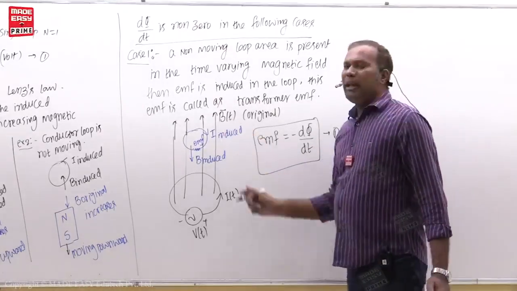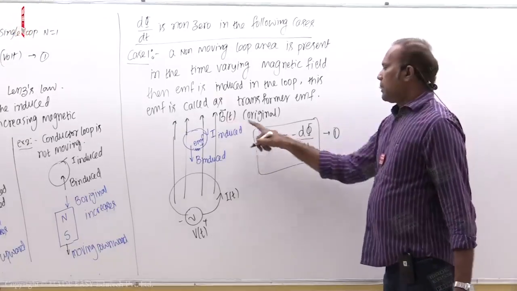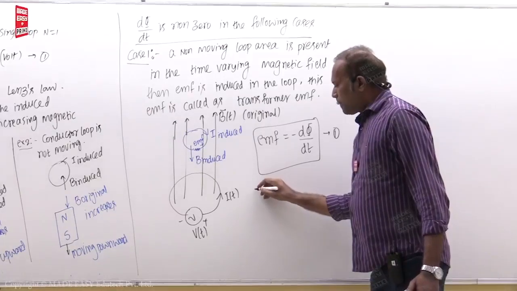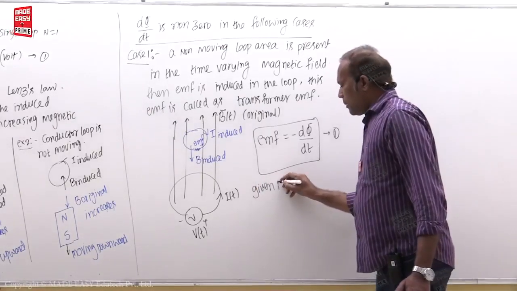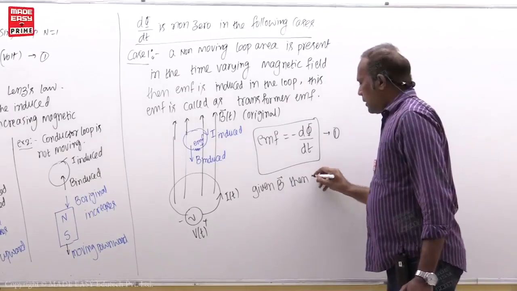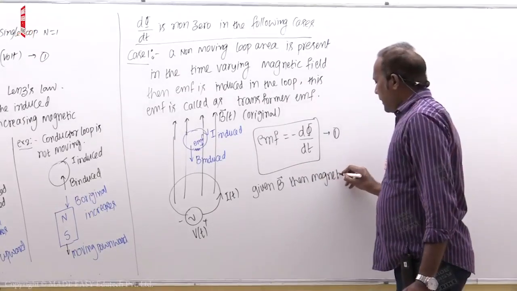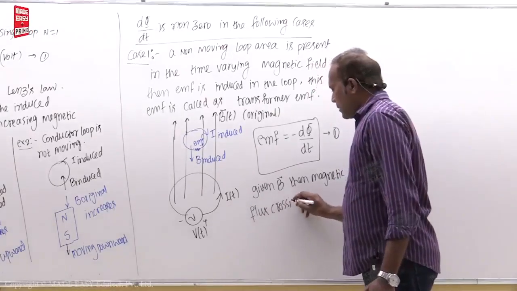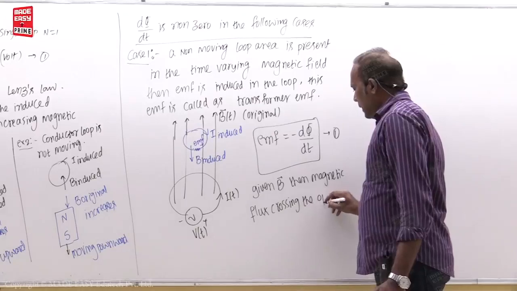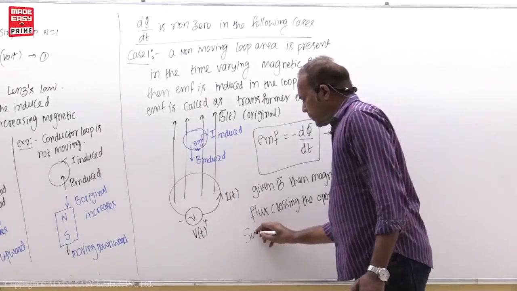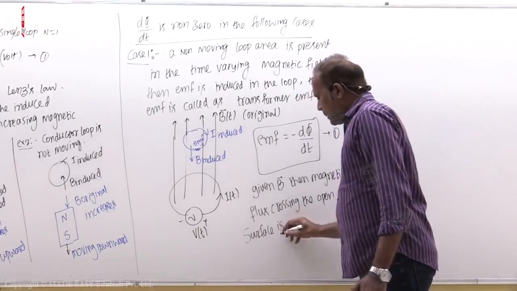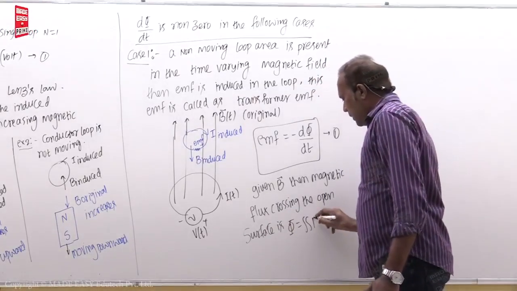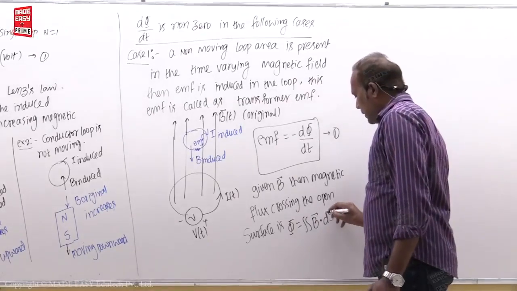But in general, they give the B bar equation. Given the B bar equation, how do we get the magnetic flux? Already we wrote that. Given B bar, the magnetic flux crossing the open surface is: magnetic flux is equal to the double integral of B bar dot dS bar.